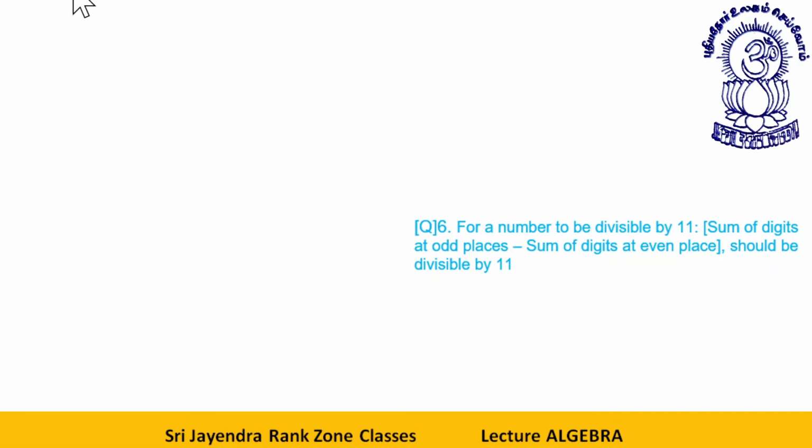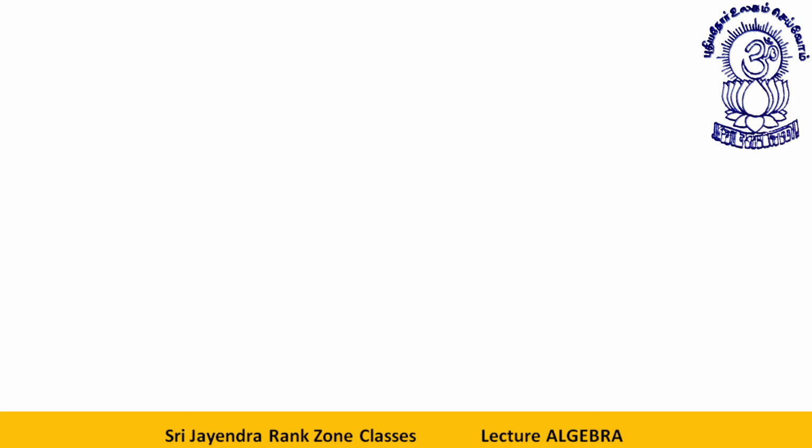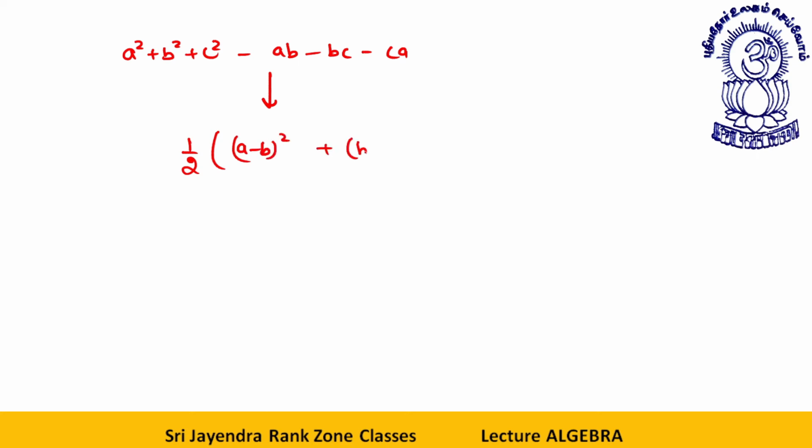The thing which we have learned from the previous question is, whenever you have a square plus b square plus c square minus ab minus bc minus ca, this can further be written as half of (a minus b) square plus (b minus c) square plus (c minus a) square. This is something which we have learned from this question. Okay, dear students, should I move ahead and take the next question?